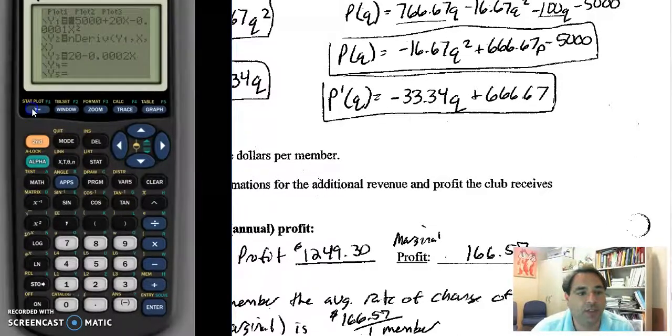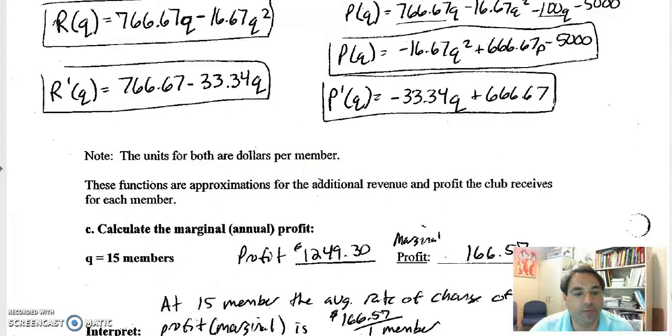So I go to my calculator, go to y equals. I'm going to clear the first one, clear the third one. I'm going to leave y2 derivative because that's the same. So make sure you use negative 16.67 x squared plus 666.67 x minus 5,000. There's your profit. And then in y3, negative 33.34 x plus 666.67 would be your y3. Now remember, y2 and y3 should be the same. It's a great way to check. And we're going to plug in different values. So for the first one, we're going to plug in 15.